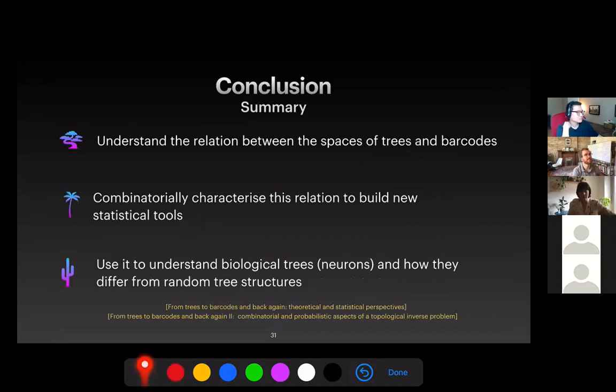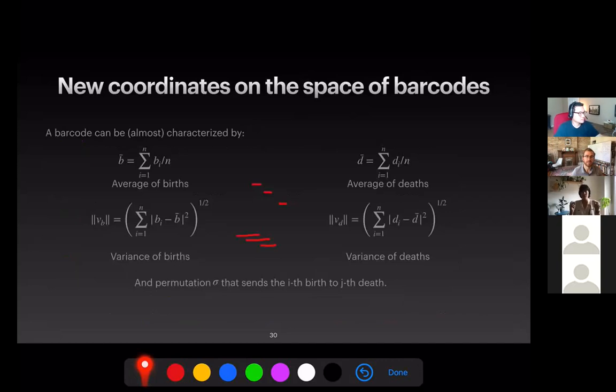So a summary of what I've talked about today. We're trying to understand the relation between the spaces of trees and barcodes and how stable the new coordinates are with respect to adding and removing bars, which is something we're trying to work on. There are several ways to do this. If you want to add a bar in a stable way, technically the new bar has to be the average of the births, comma, the average of the deaths.